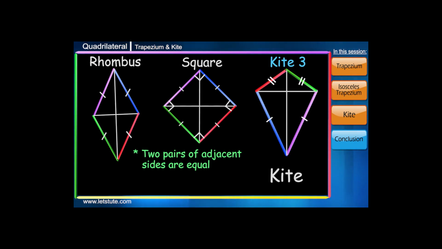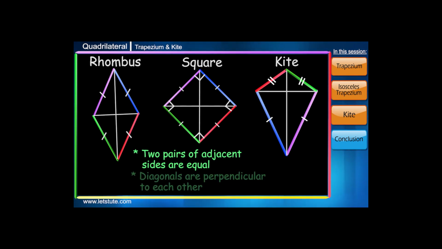There is one more property which is only found in a kite: we can see its diagonals are perpendicular to each other. Precisely speaking, one of the diagonals is a perpendicular bisector of the other.